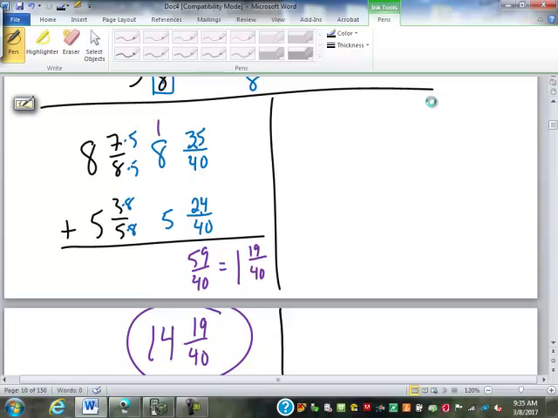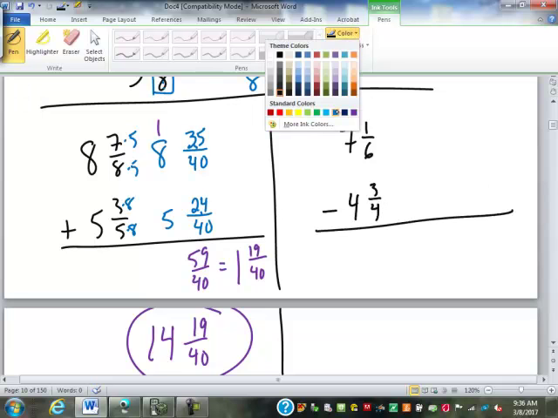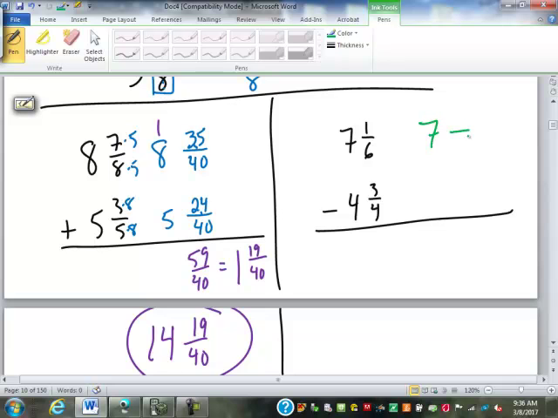Subtraction was similar. We might have 7 1/6 minus 4 3/4. Had to find common denominator again. In this case, it will be 12. This is going to be 2, and this will be 9. So when we go to subtract here, 2/12 minus 9/12 can't be done. So we do have to borrow. This is going to become 6, and this is going to become what?